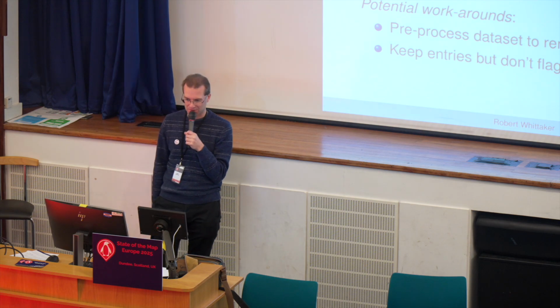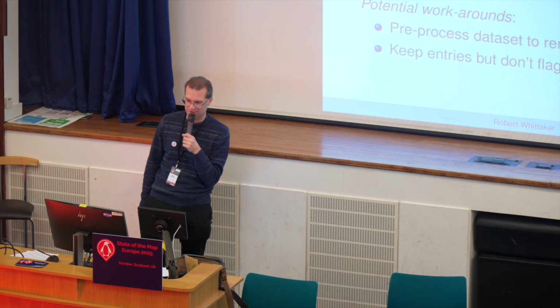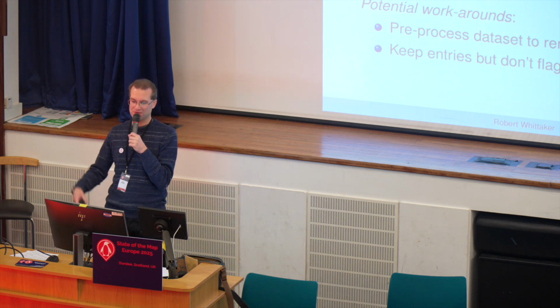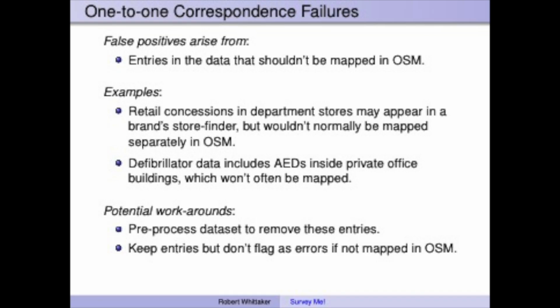So some examples: some retailers, if you go to their store finder, you might find branches that aren't actually branches of that store, but are just a concession inside a department store. And depending on how that's set up, it's something that we might not actually think about mapping in OpenStreetMap. Just because there's a little branded corner of a department store, we wouldn't map that as a separate shop.